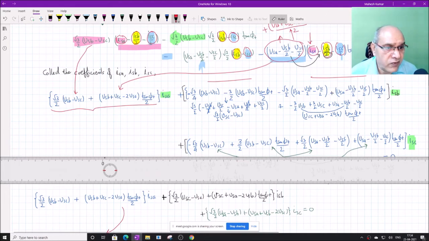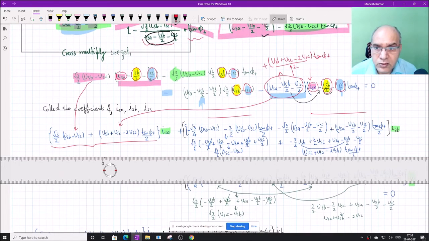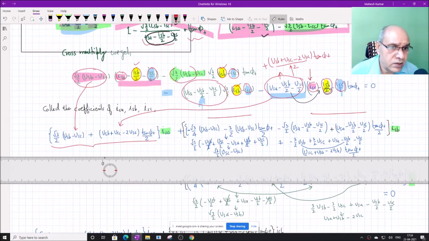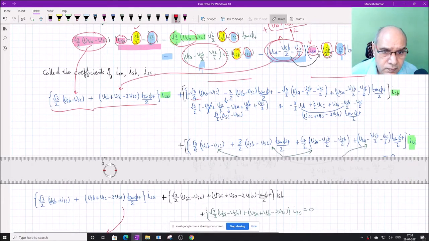If we collect the coefficient of ISB, we will get 4 terms. So this into this, then this whole thing into this, and then this whole thing into this, and this whole thing into this. So 4 terms are there. I have put it here. This is the first term, this is the second term, this is the third term, this is the fourth term. Again, these have 2 natures. One is along with the tan phi plus, another is without tan phi plus. So we will collect them separately.